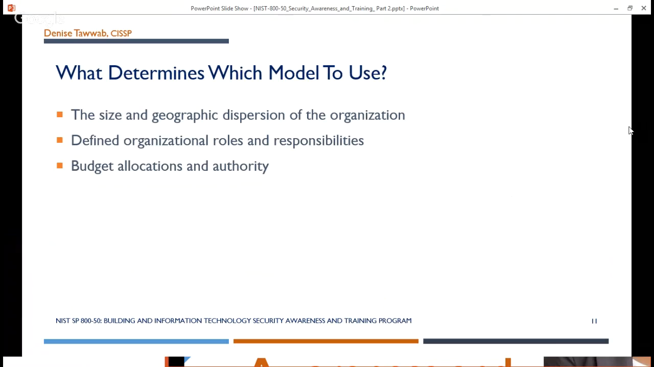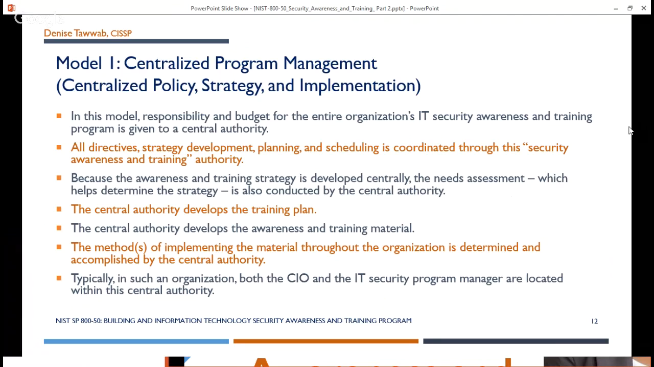So what determines which model you use? Well, the size and geographic dispersion of your organization, the defined organizational roles and responsibilities, as well as your budget allocations and budget authority. In model one, the centralized program management, responsibility and budget for the entire organization's IT security awareness and training program is given to a central authority. All the directive, strategy, development, planning, and scheduling is coordinated through this security awareness and training authority.